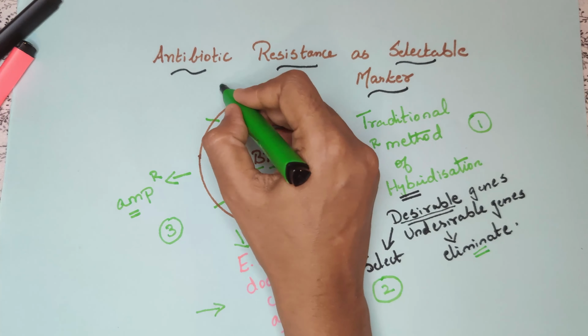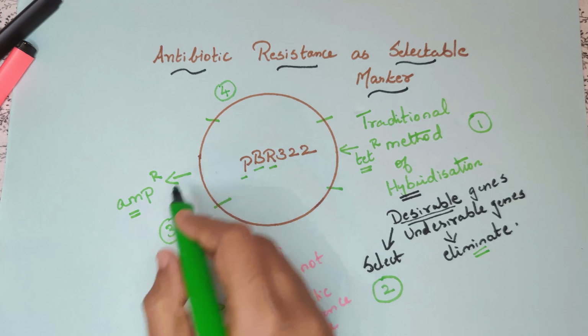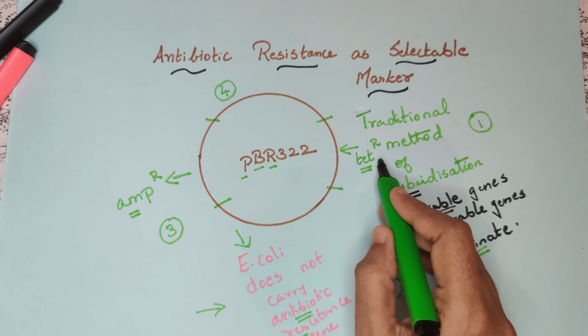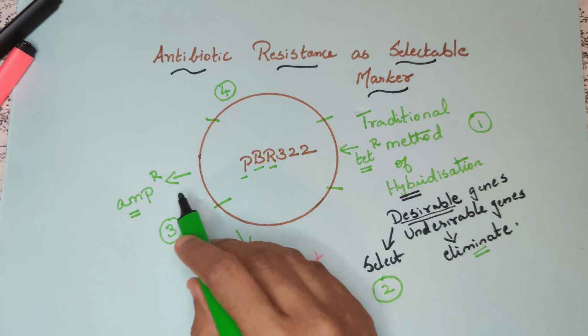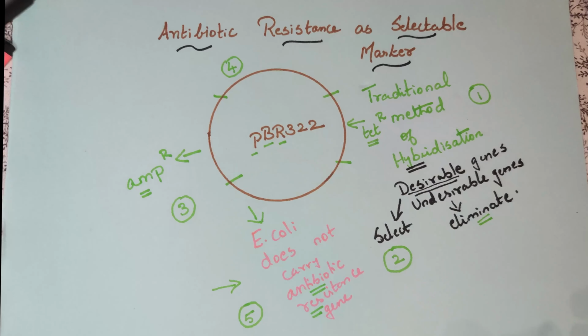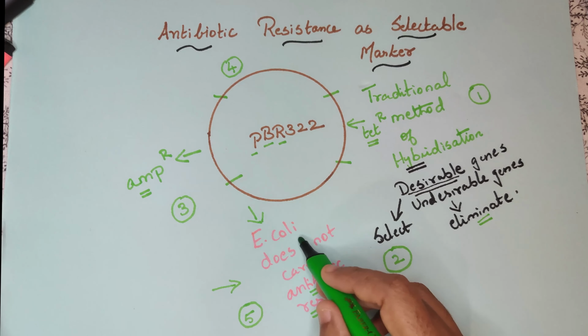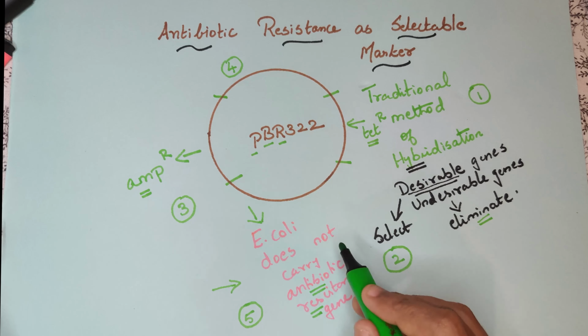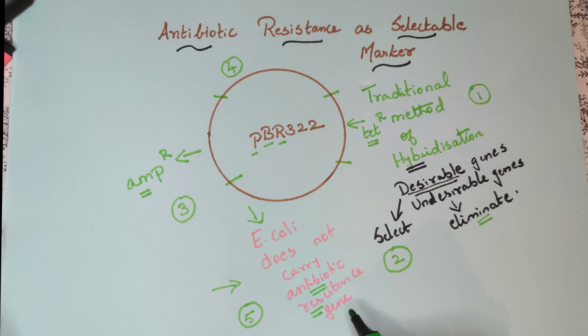Point number four, in this plasmid you have two antibiotic resistance genes. One is TET-R and one is AMP-R. Now, E. coli does not carry any antibiotic resistance. And point number five tells you very clearly that E. coli does not carry any antibiotic resistance gene in them. Now this forms the introduction. Let us go into the concept now.